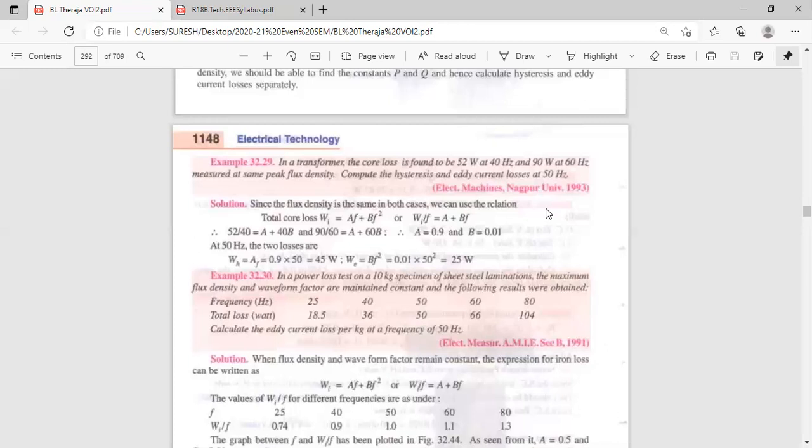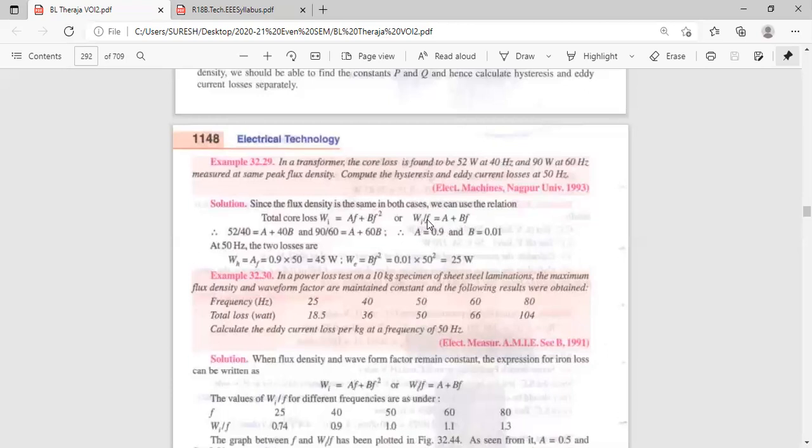Done, sir. Okay, now see here. Iron loss is 52 watts at 40 Hz. Next, iron loss is 90 watts at 60 Hz. Now in the first case, iron loss Wi is 52, frequency F is 40.